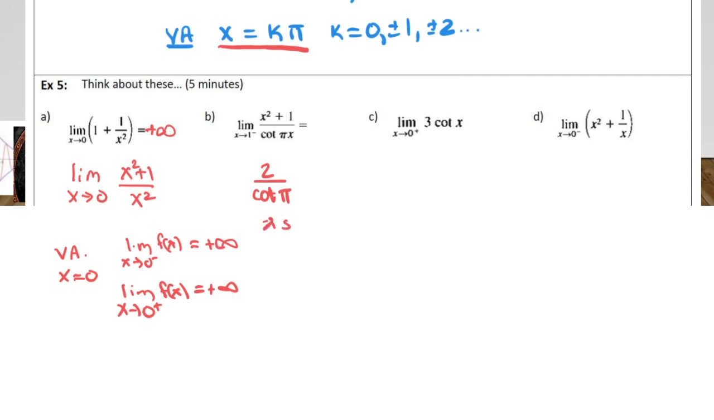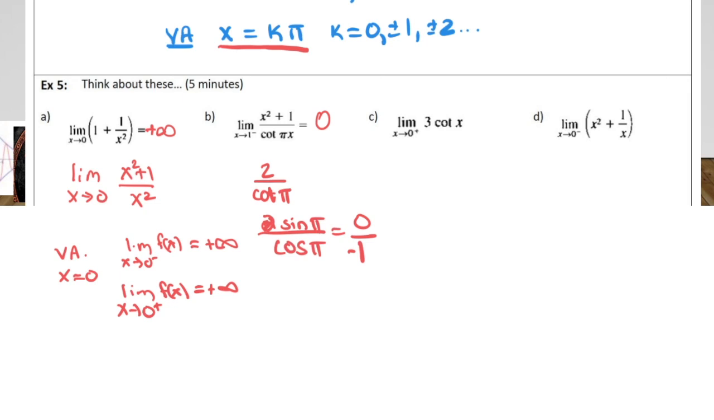the cosine of pi over the sine of pi. Now maybe that's easier for you to think about. The sine of pi is 0 and the cosine of pi is 1, so this is negative 1. So this problem is actually not going to have a vertical asymptote at 1, and the answer is 0.